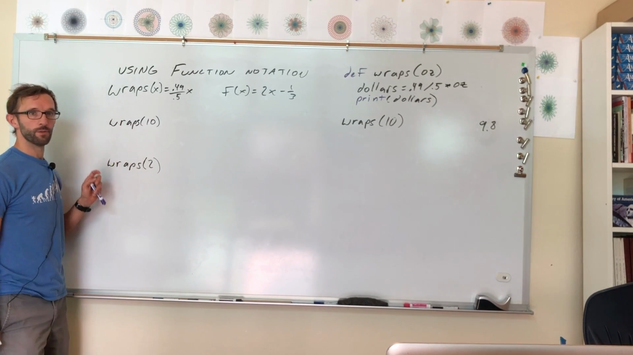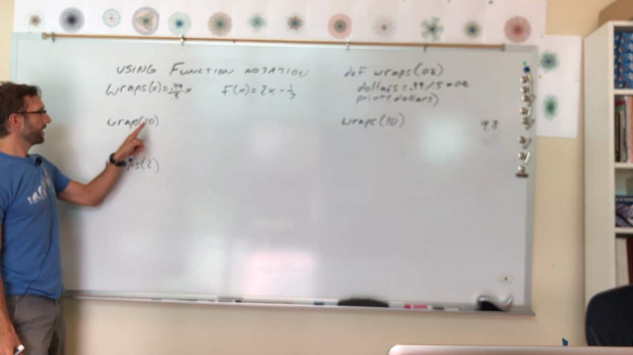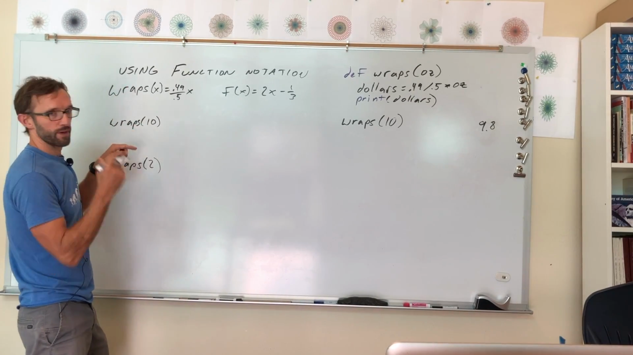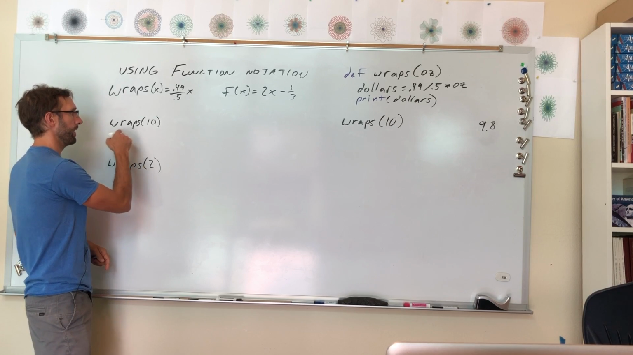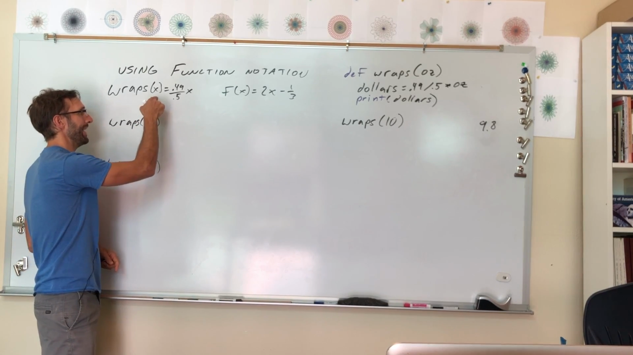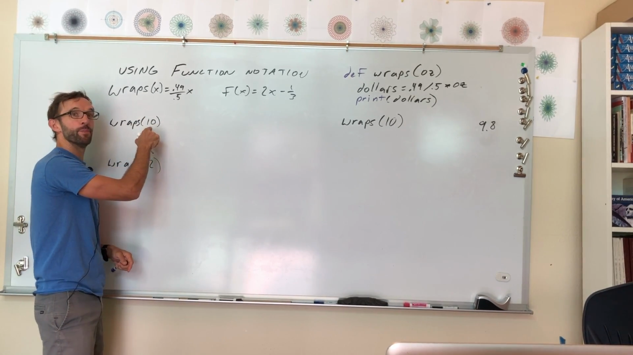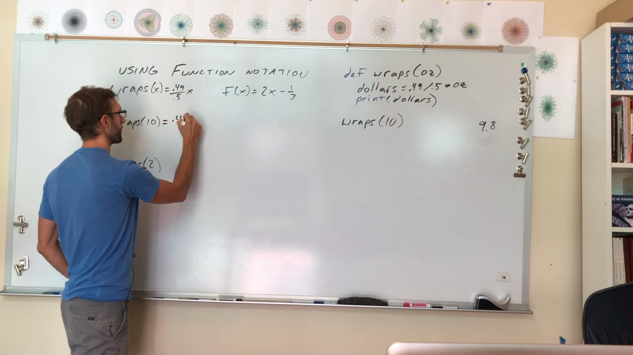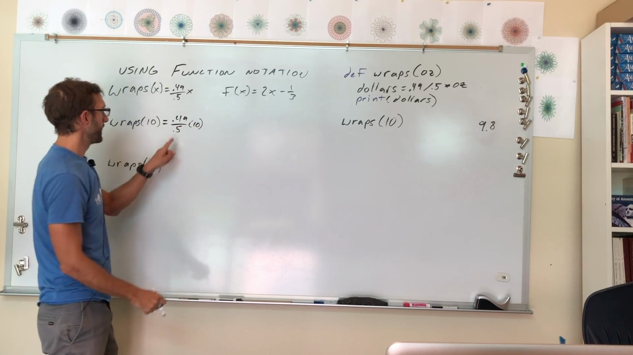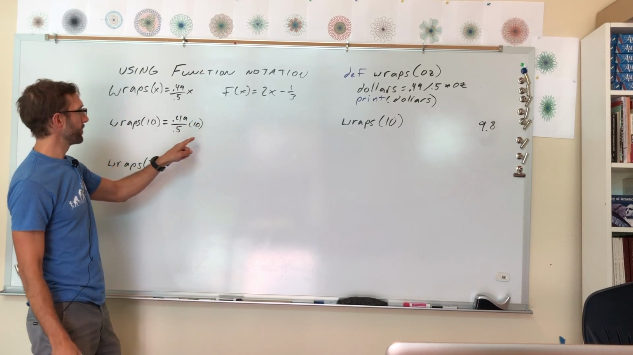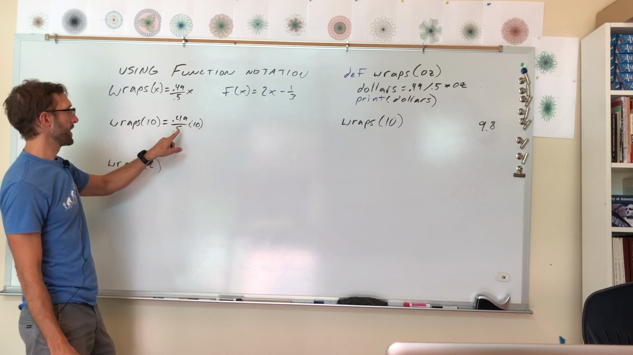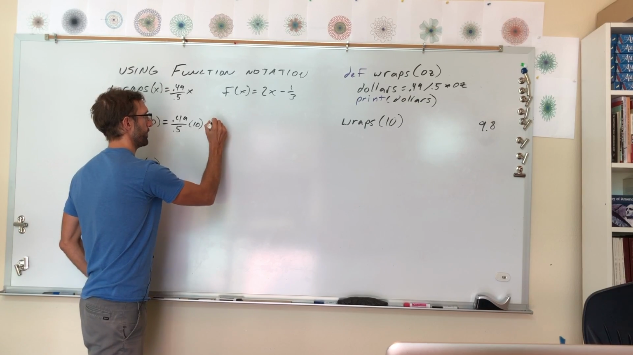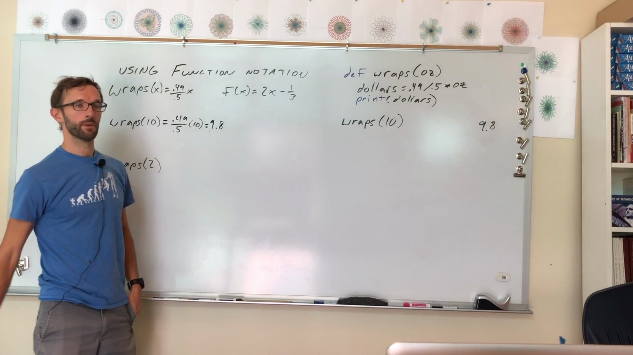All right, so here are two that we're going to work with. Wraps of 10 and wraps of 2. So wraps is just the way we call the function, or a name for it. And so we're just going to take our wraps, we input 10, and then this will be the output. So 10 is the input, and what we get is the output. And in this case, we get the 9.8, because if you take 0.49 over 0.5 times 10, we get 9.8. Right there.